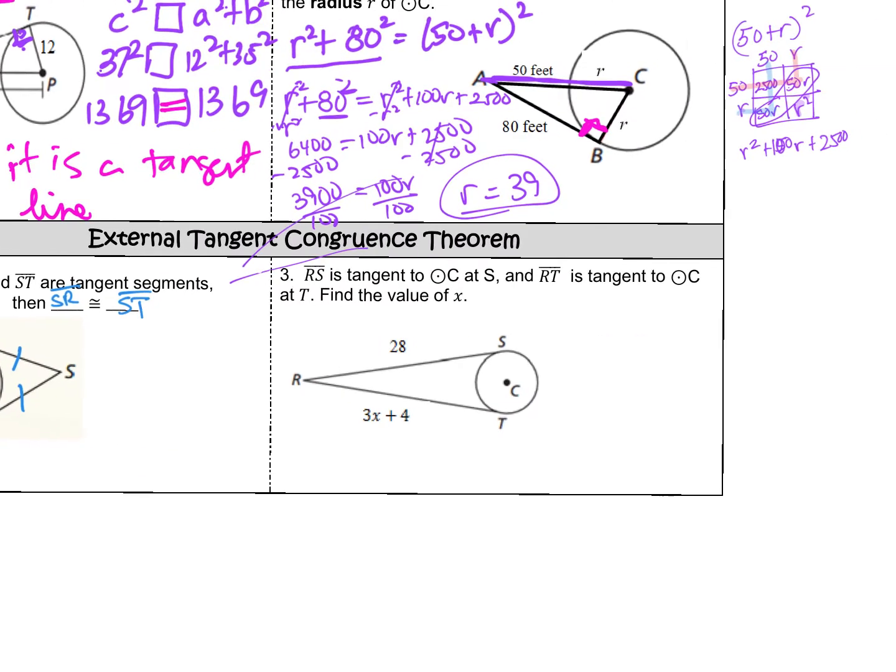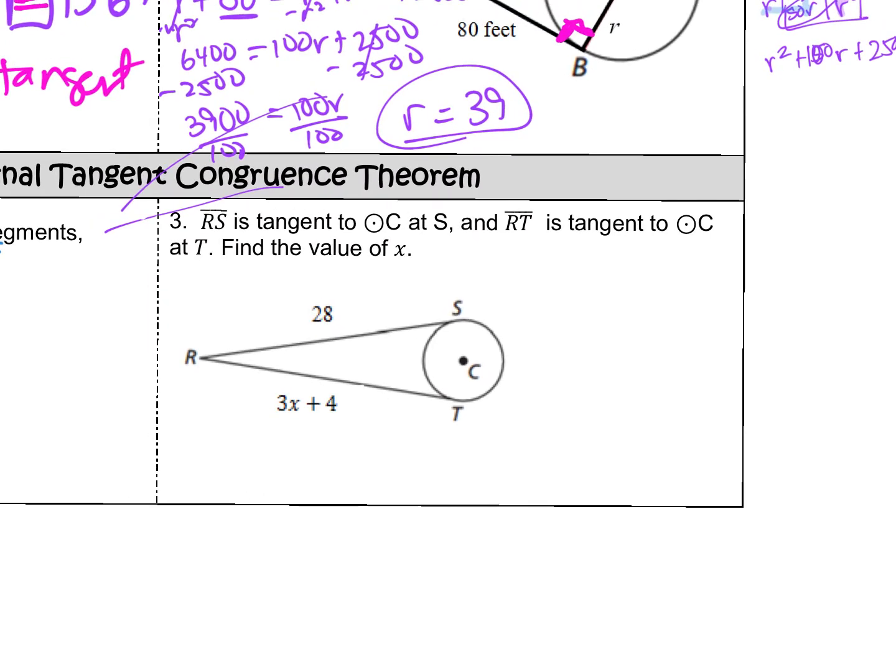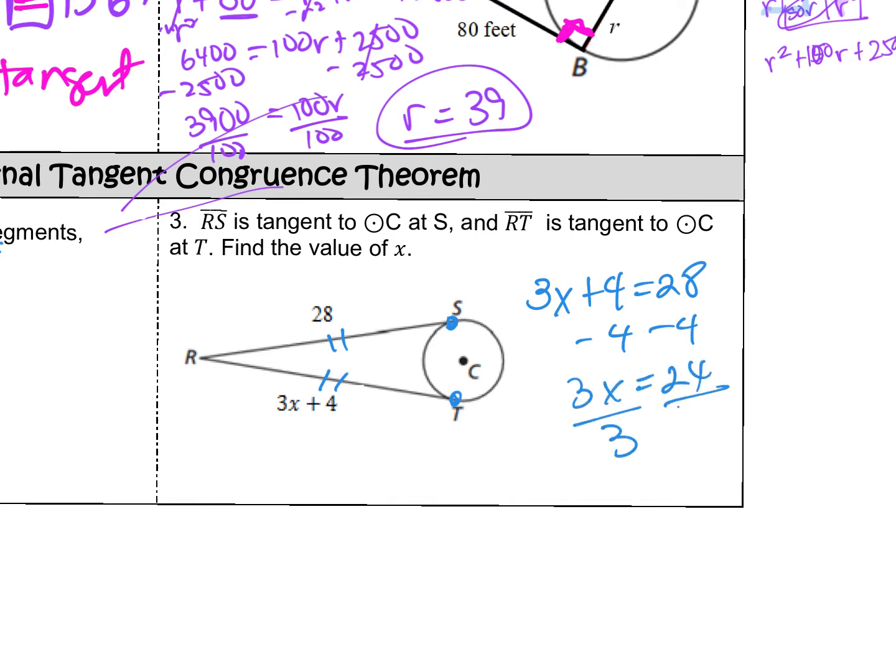So let's actually work it and use that information. Because it's a tangent line and it has one point of tangency on both of them, I can set both of those equal to each other. So that gives me 3x plus 4 equals 28. I'm going to subtract 4 on both sides. So that gives me 3x equals 24. I'm going to divide by 3, x equals 8. So the value of x is 8.